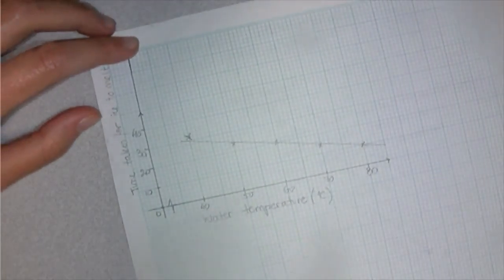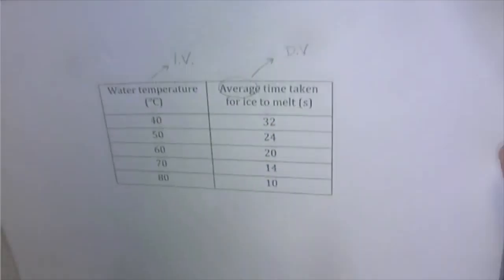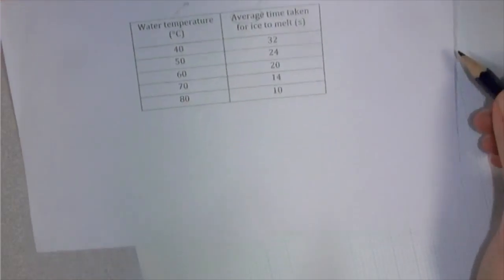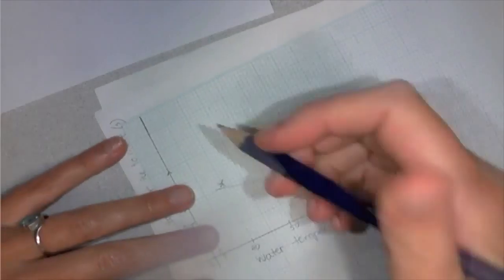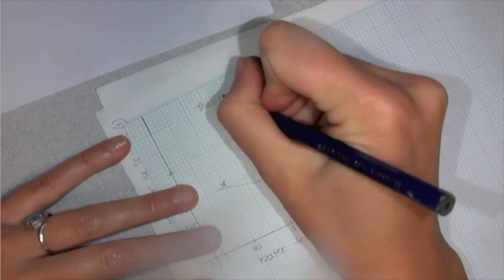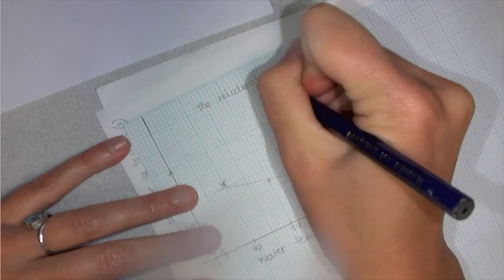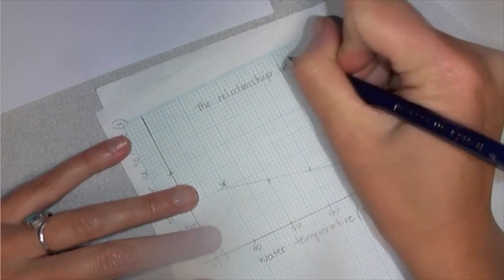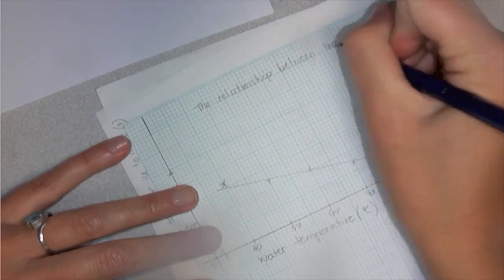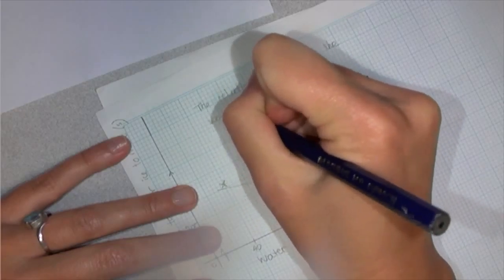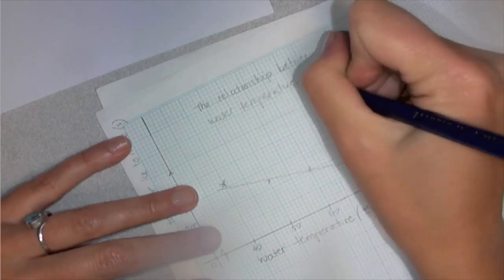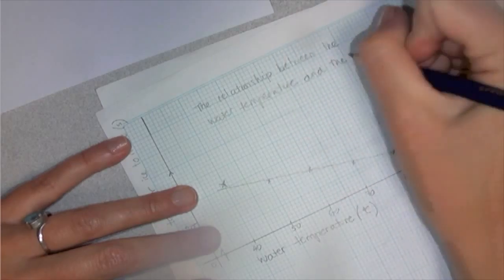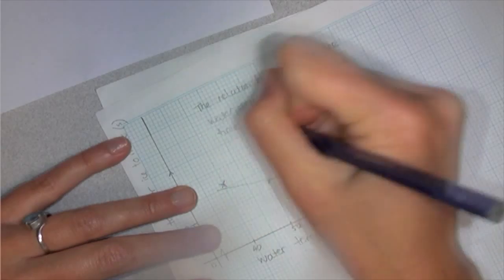The next step, and something we always have to remember, is to come up with a title. So the title needs to have both the dependent and the independent variable. So an appropriate title would be the relationship between the water temperature and the time taken for ice to melt.